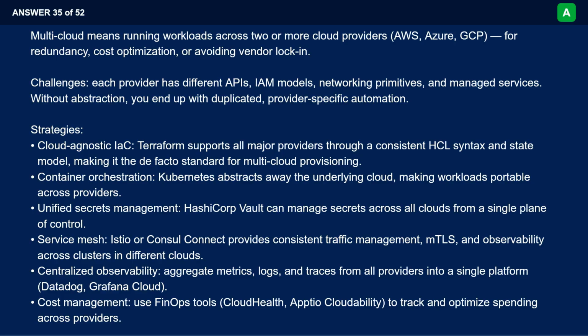Service mesh. Istio or Consul Connect provides consistent traffic management, mutual TLS, and observability across clusters in different clouds. Centralized observability. Aggregate metrics, logs, and traces from all providers into a single platform, Datadog, Grafana Cloud. Cost management. Use FinOps tools, CloudHealth, Apptio Cloudability, to track and optimize spending across providers.